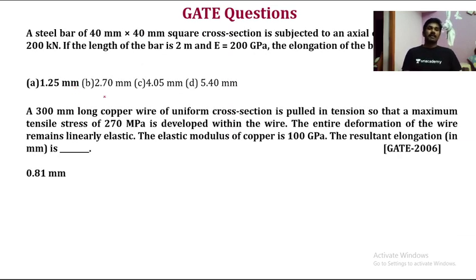Next one. A steel bar of 40 mm into 40 mm square cross section is subjected to an axial compressive load of 200 kN. If the length of the bar is 2 meters and Young's modulus is 200 gigapascal, what is the elongation of the bar?